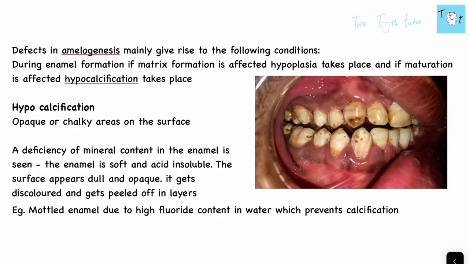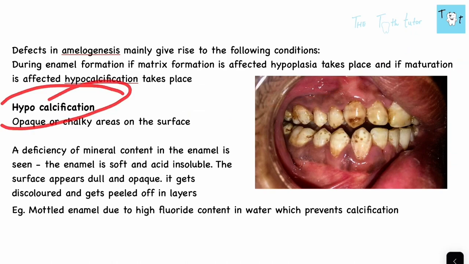Okay. Now moving on to clinical considerations in amelogenesis. What are the defects caused during amelogenesis, and what conditions can arise? There are 2 processes in amelogenesis. First is the enamel formation, and second is the maturation, that is the mineralization. If there is a defect in enamel formation, then hypoplasia will occur. And if there is a defect in maturation, then hypocalcification will occur.